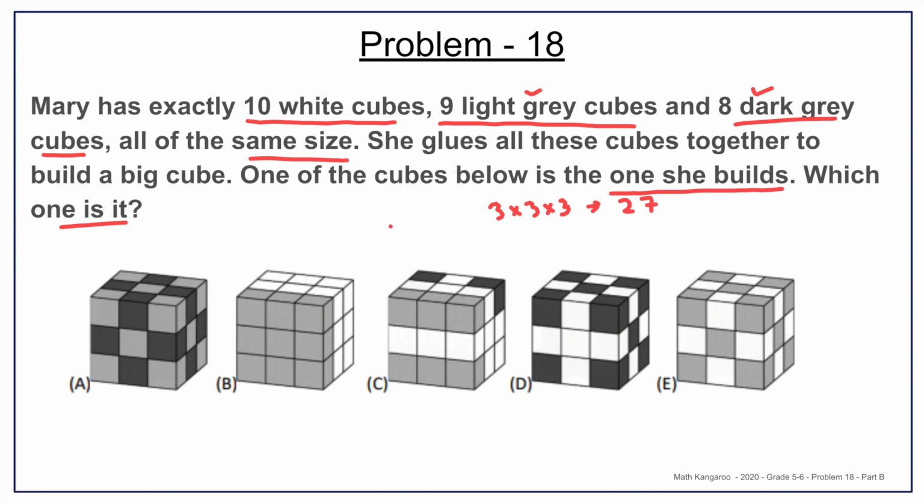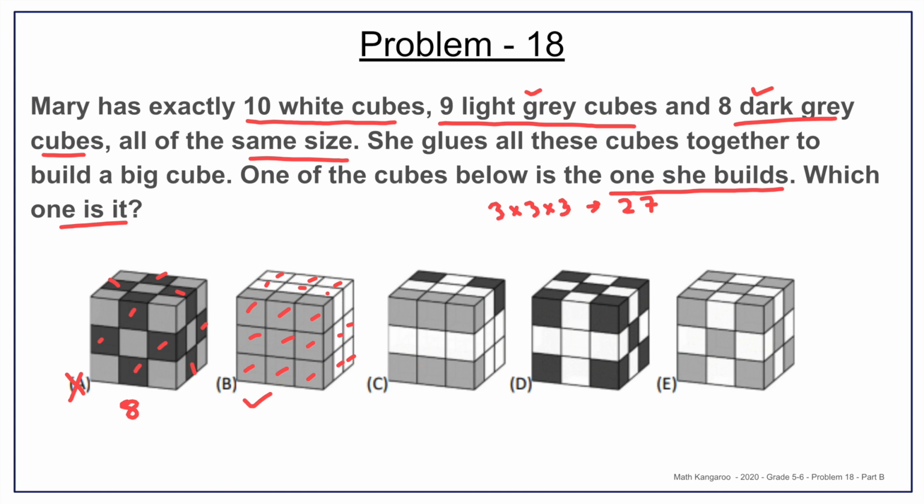Let's look at each option one by one. Option A: we have 1, 2, 3, 4, 5, 6, 7, 8, 9 dark gray cubes. But we need 8, so this is not our option. Let's have option B. We have 1, 2, 3, 4, 5, 6, 7, 8, 9 light gray cubes, which is correct. Then 1, 2, 3, 4, 5, 6, 7, 8, 9, and 10 white cubes. So this is closer. This could be our answer.